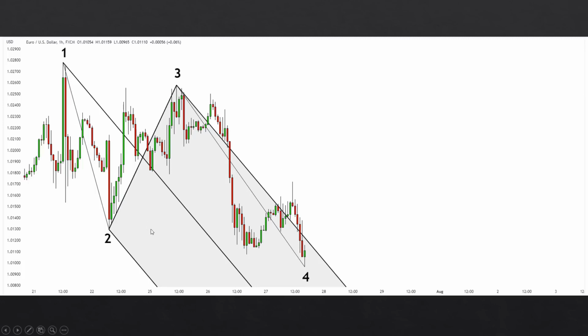But before we do that, we can extract some good information using this apparently detuned pitchfork. Notice that after high number 3, which is the c-axis of this pitchfork, price action goes outside the boundaries of the fork, and that can be a useful piece of information.